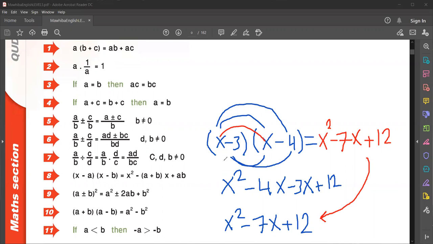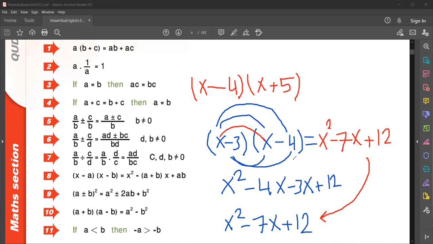Good. So when you multiply two brackets like this, you have two ways. X minus 3, X minus 4, you multiply X times X equals X squared, and you add minus 3 minus 4 equals minus 7X, and you multiply minus 3 times minus 4 equals plus 12, right? Good. I give you an example. If I have X minus 4, multiply X plus 5, what is the answer?